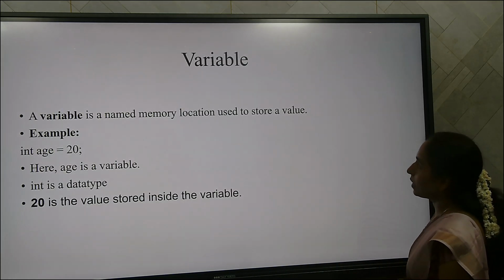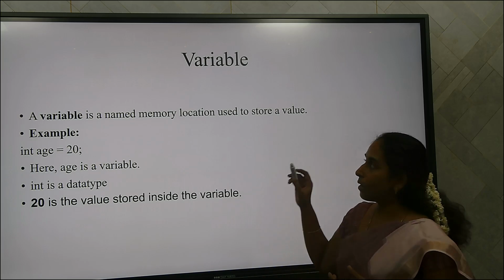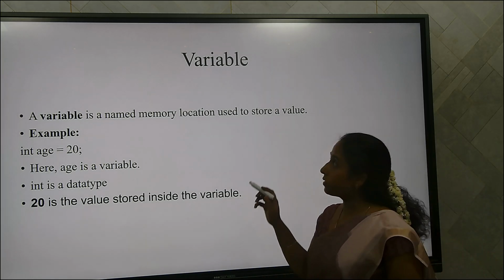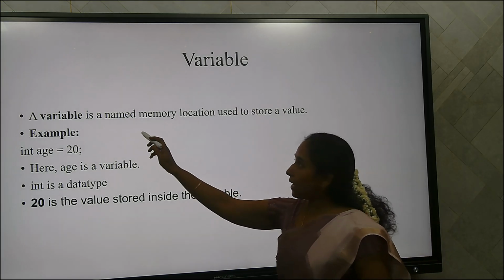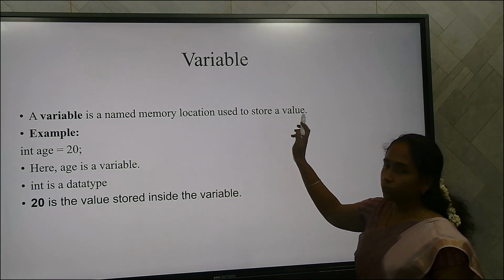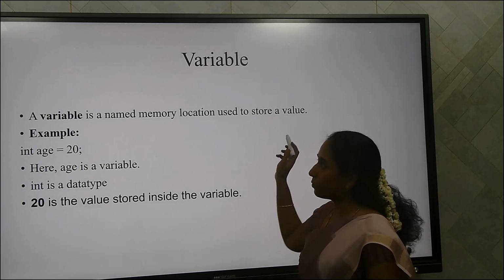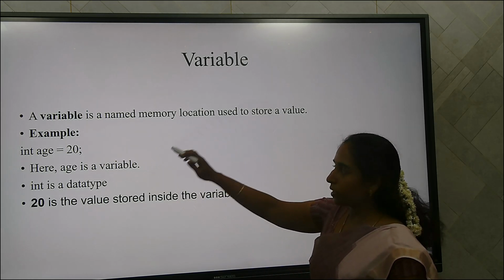And my next slide focuses on variables. Before moving into our program, we have to know the concepts of variable, data type and functions. Now we focus on what a variable is. A variable is a named memory location that is used to store a value. When we want to store a value in our computer, we have to declare a variable for that value to store it in our memory.